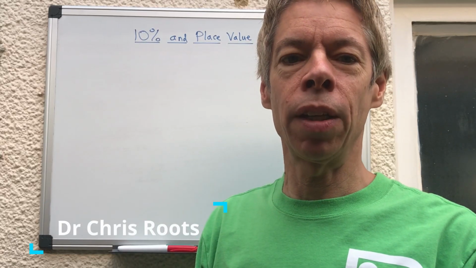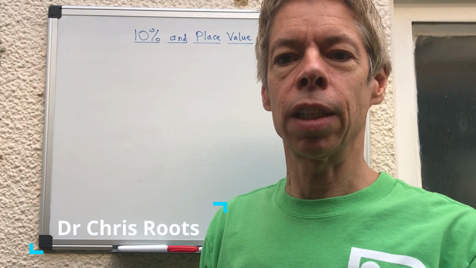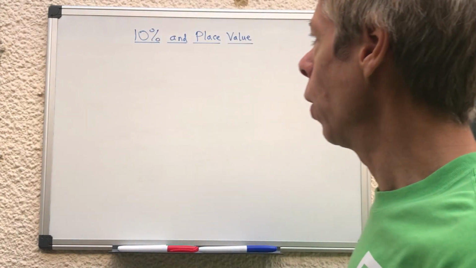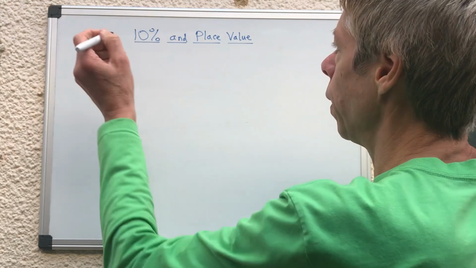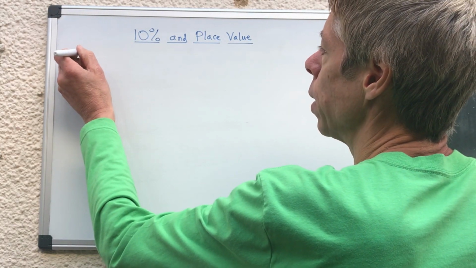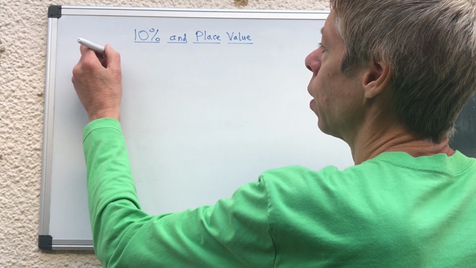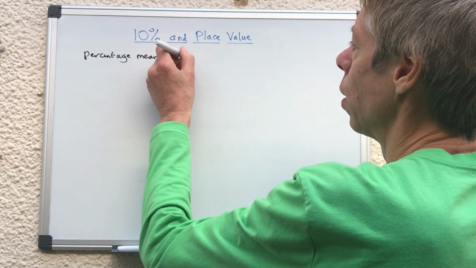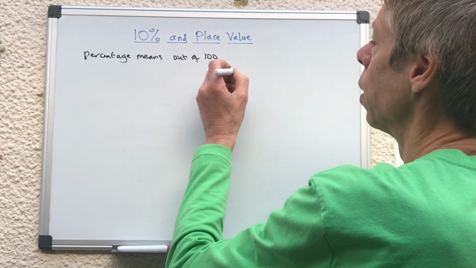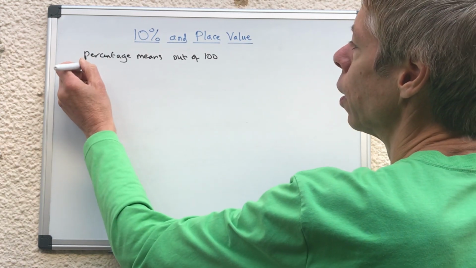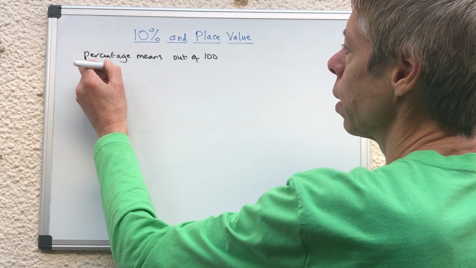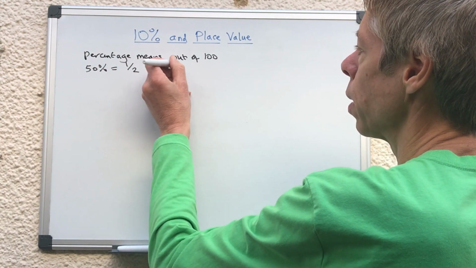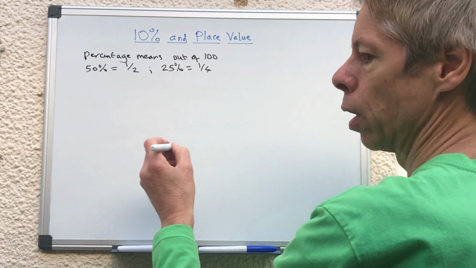Hello everyone, so today we're going to talk about finding 10% of a number and how that relates to place value. Well, if you watched our other video, you know that percentage means out of 100, which means that 50% equals 1/2 and 25% equals 1/4.